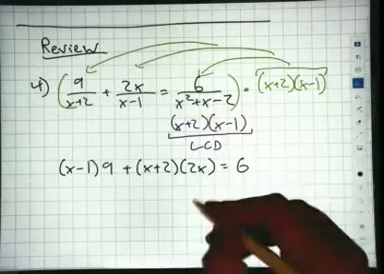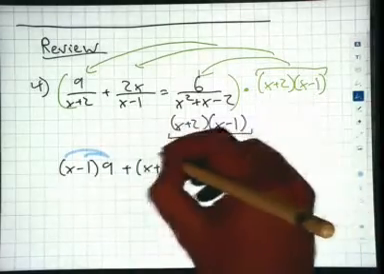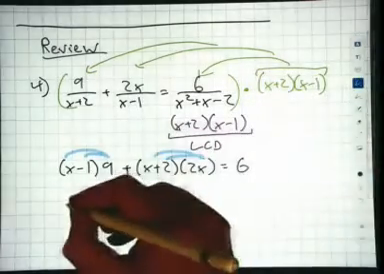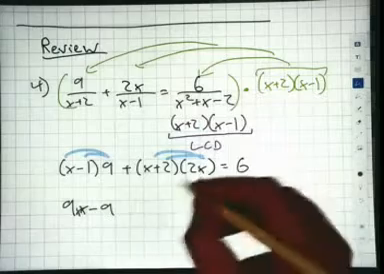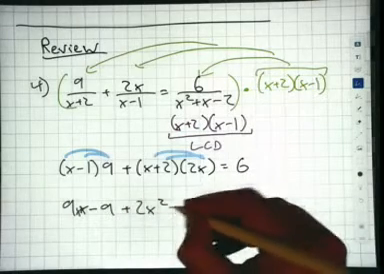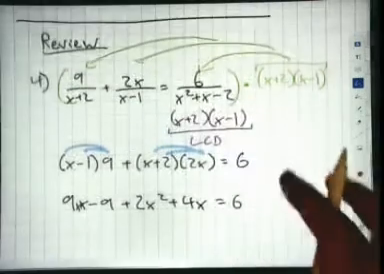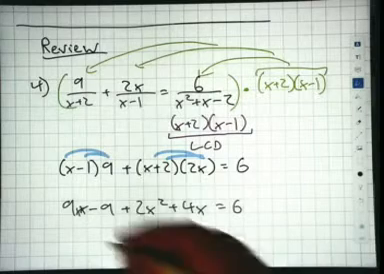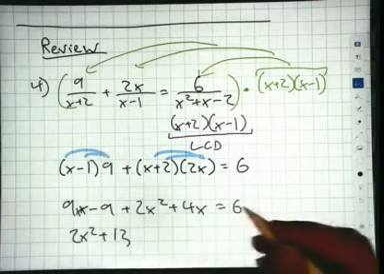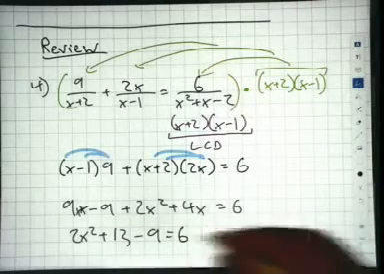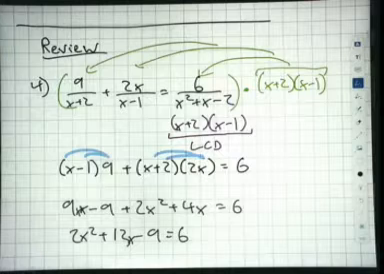Then I can start getting rid of my parentheses, so I can distribute. That's going to give me 9x minus 9 plus 2x squared plus 4x equals 6. Let's combine some like terms: 2x squared, 9x and 4x make 13x, minus 9 equals 6. And now I recognize, oh, this is a quadratic equation.